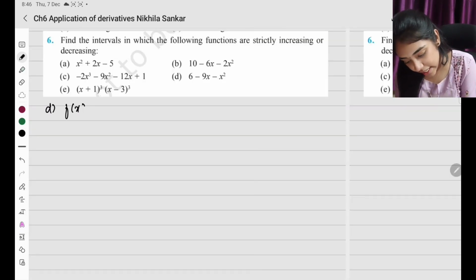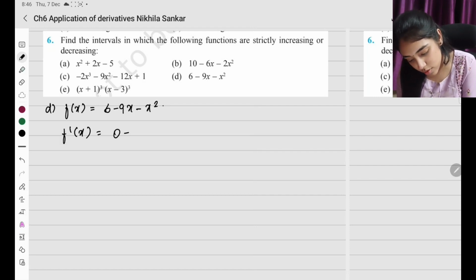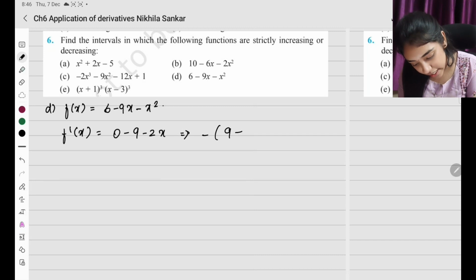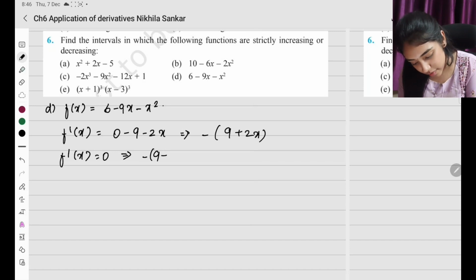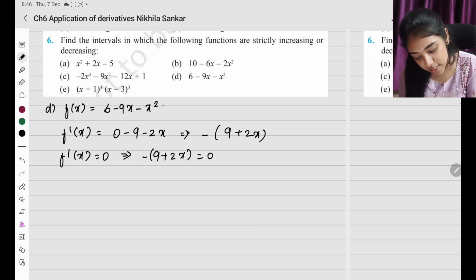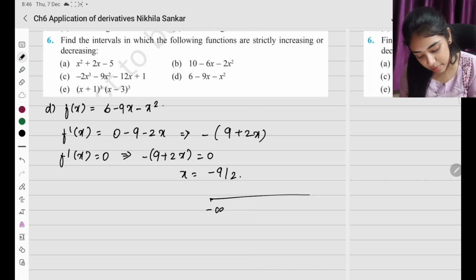Subsection D, f of x equals 6 minus 9x minus x square. So when I differentiate, I have 0, minus 9, minus 2x. So when I take the minus outside, I have minus times 9 plus 2x. Next step, f dash of x equals 0. From this, I have minus of 9 plus 2x equals 0. x equals minus 9 divided by 2. So in my number line, minus infinity, minus 9 by 2 and infinity.